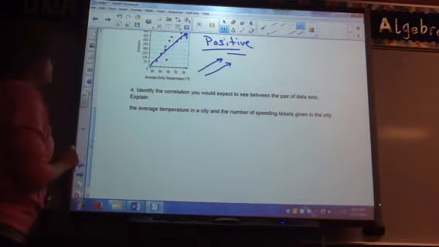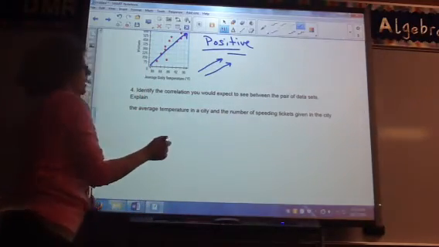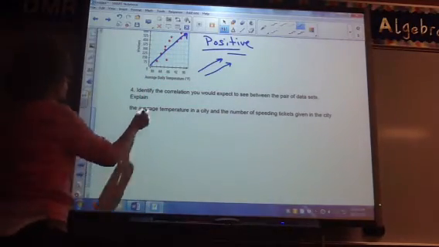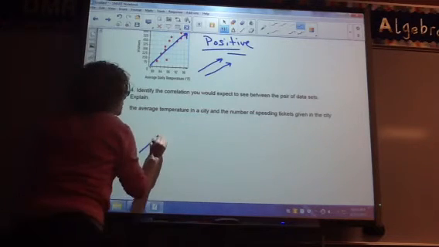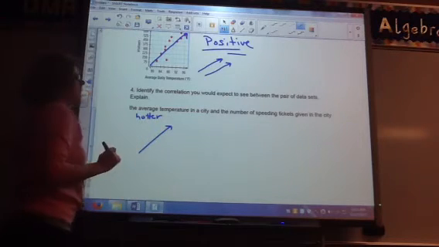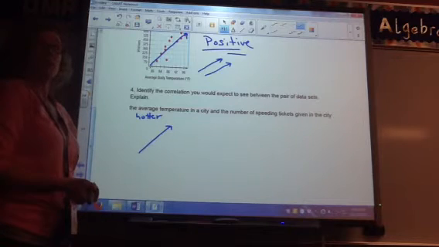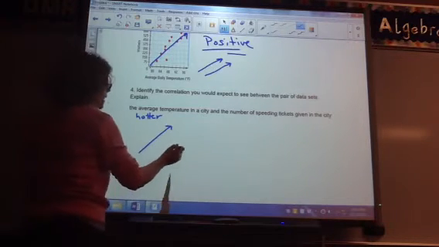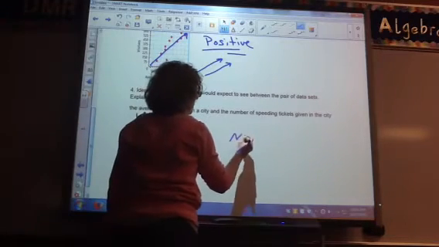Okay, the average temperature in a city and the number of speeding tickets given in the city. Okay, so let's say the average temperature goes up. It means that the temperature is getting hotter, all right? Does it matter if the temperature is getting hotter, whether you're going to get a speeding ticket or not? Not necessarily. So this one has no correlation.